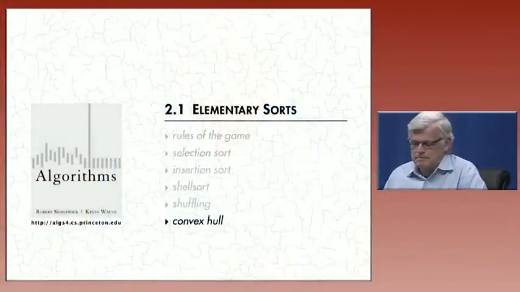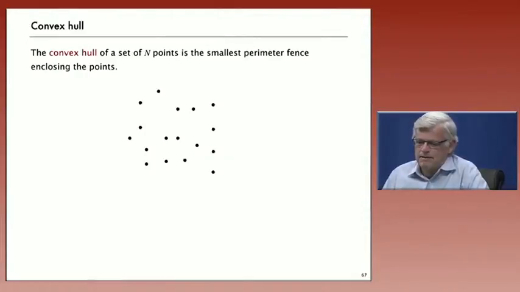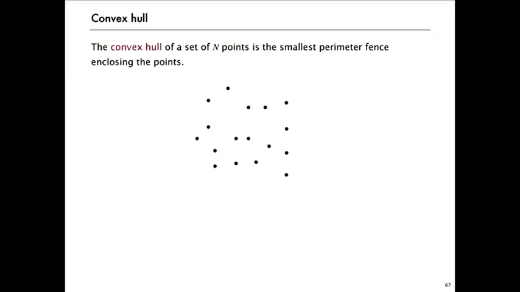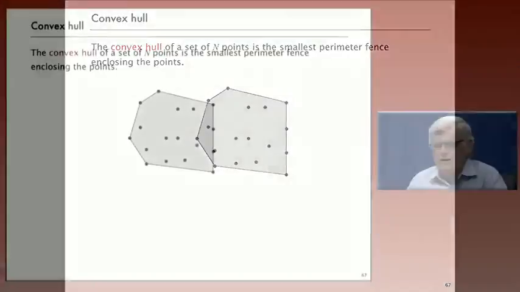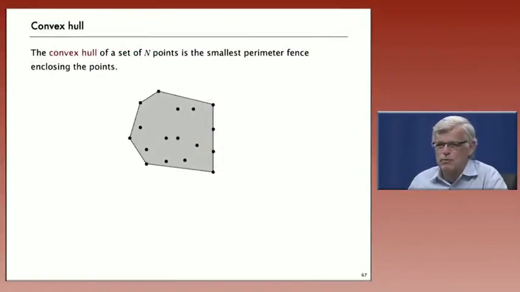Now we'll look at an application of sorting from the field of computational geometry for an interesting computation. If you have a set of n points in the plane, there's a geometric object called the convex hull, which is the smallest polygon that encloses all the points. There's the convex hull for that set of points.